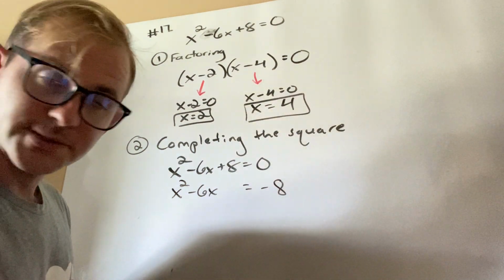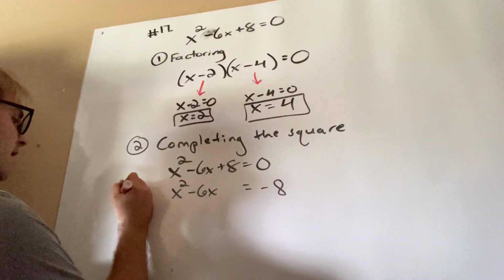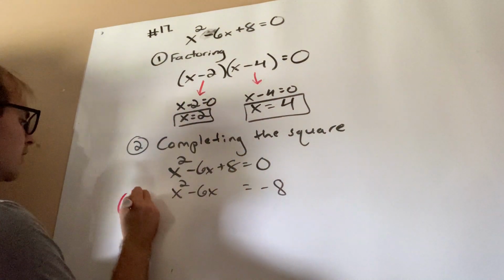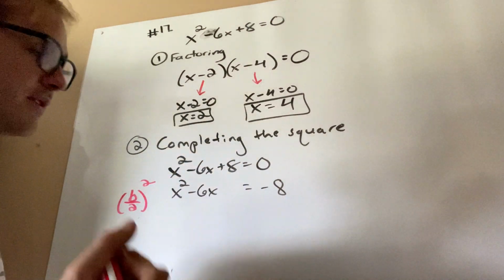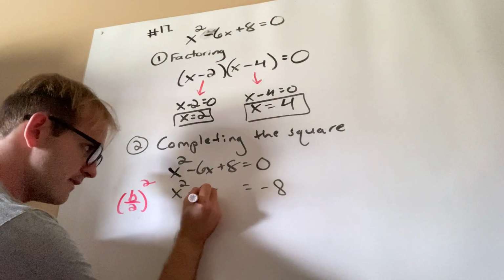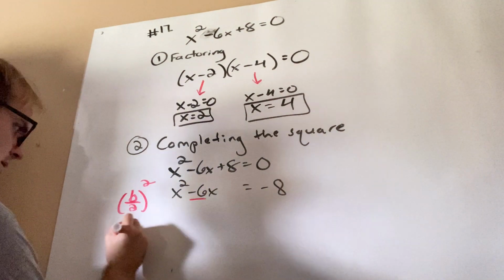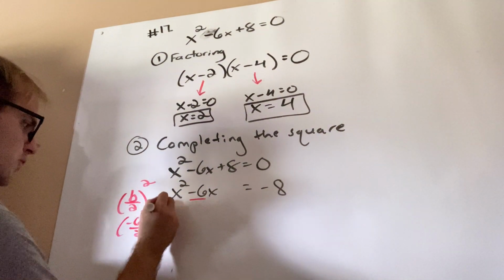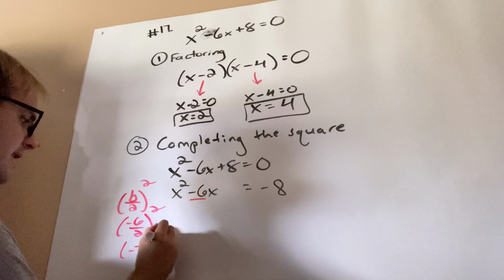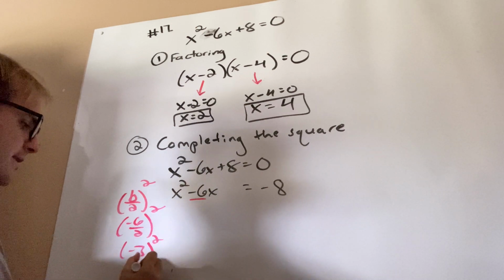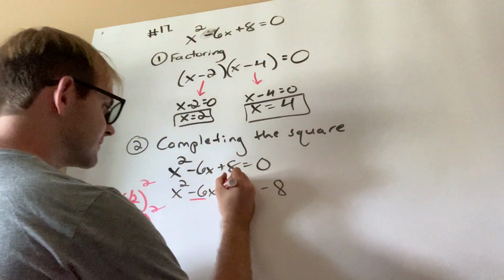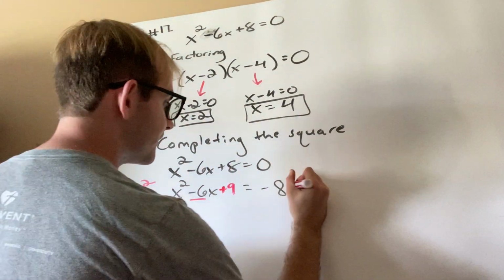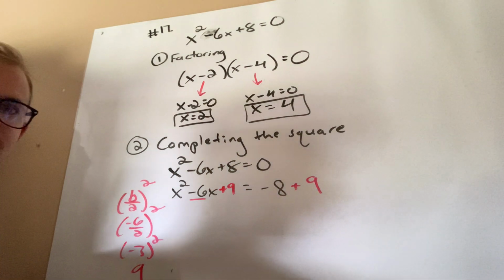Then, just like we learned in geometry, we're going to use our formula, b over 2 squared, to figure out what we have to add to both sides. So my b value here is -6. So -6 over 2, let's see, that's -3. And -3 squared is +9. So what that means, guys, is I'm going to add 9 to both sides.